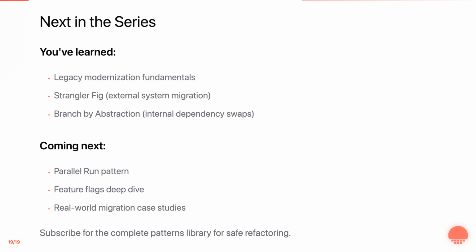That's branch by abstraction, your playbook for swapping dependencies without the fear. We've now covered 2 essential patterns: Strangler Fig for migrating external systems, and this one for internal swaps. Next up, we're diving into Parallel Run, where you execute both old and new code simultaneously to validate correctness.